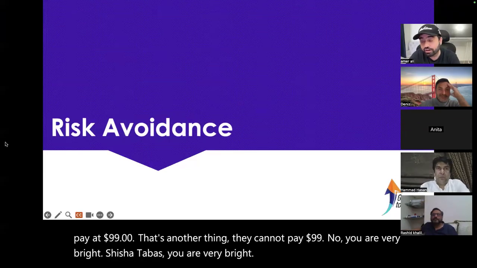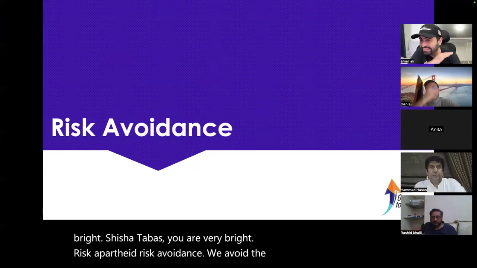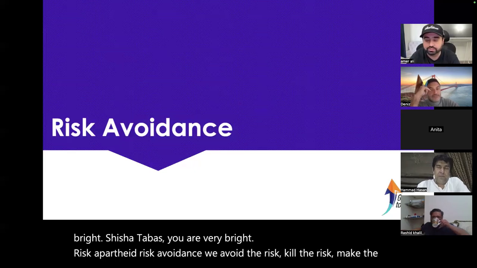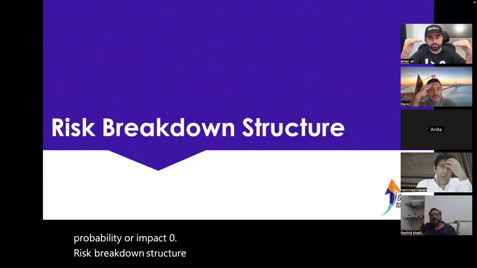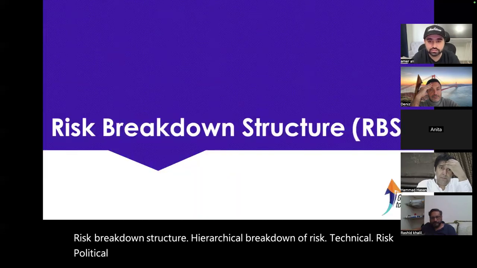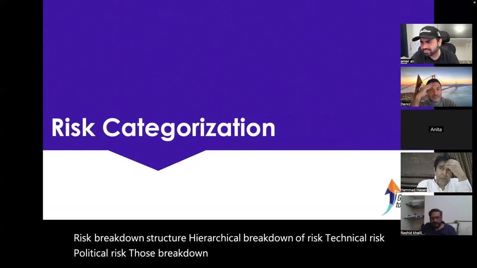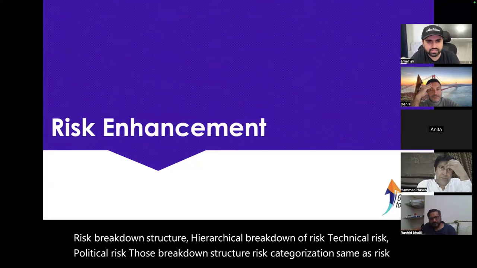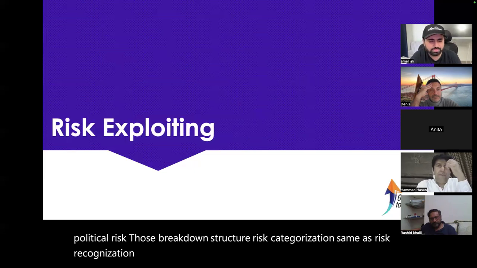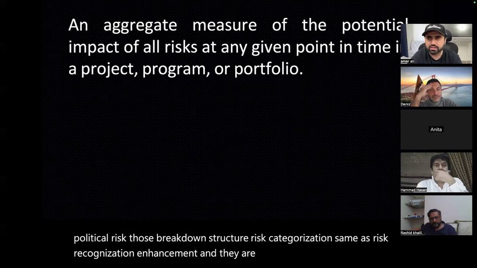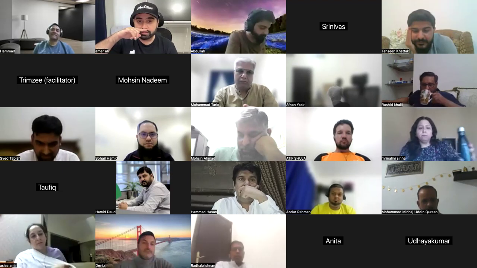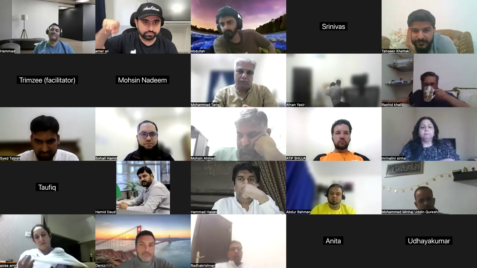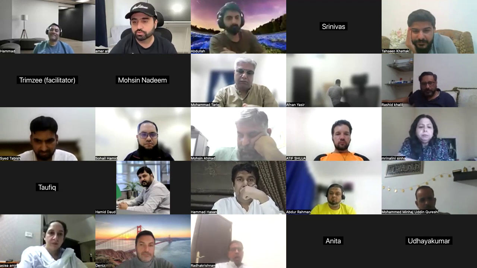Risk appetite, risk avoidance. We avoid the risk. Kill the risk. Make the probability or impact zero. Risk breakdown structure. Hierarchical breakdown of risk, like technical risk, political risk. Risk categorization, same as risk breakdown. Enhancement. Exposure. Risk exposure is in the risk report, the overall risk of the project.